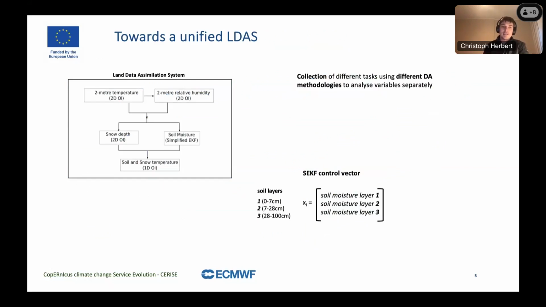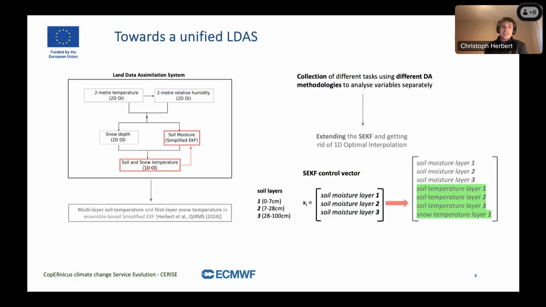You see the different DA approaches, and where we come from at the moment, we have only in this simplified extended Kalman filter control vector the soil moisture, 3 layers. And the first step was to successively get rid of the other DA approaches and put the control variables together with the ones we have already in the SEKF. And the first step towards a unified system was to have the soil and snow temperature in the SEKF.